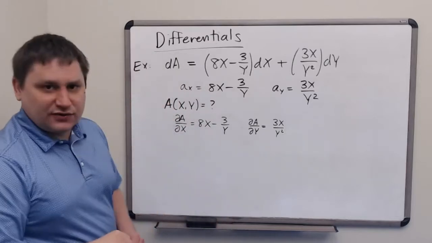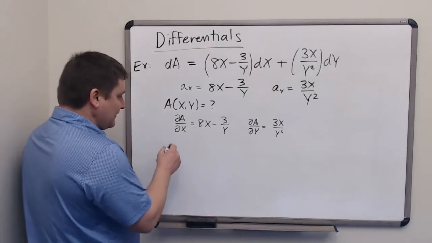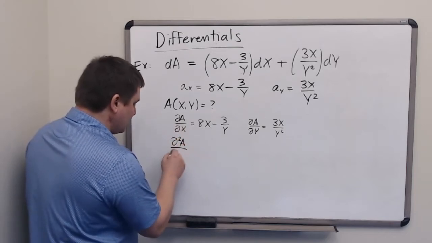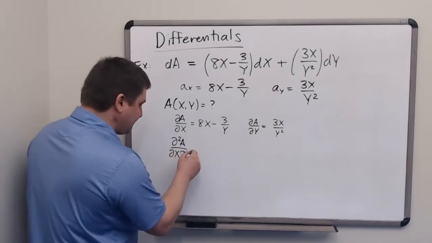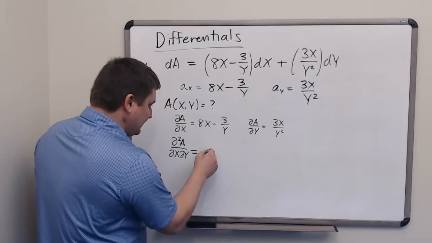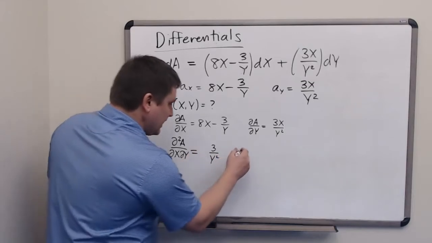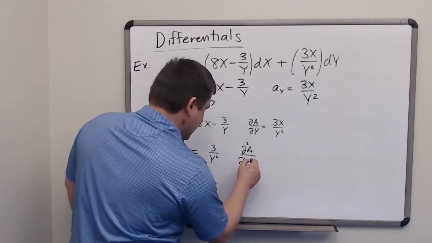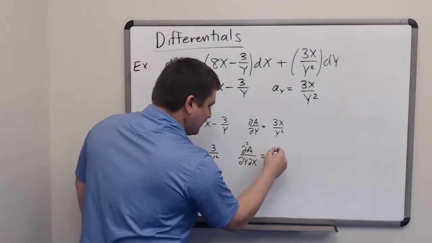Well, one thing that we can do to check, and this turns out to be a sufficient condition, is if we take the derivative of this entire equation with respect to y. So form the quantity second derivative of A with respect to x and then y. What we get on here is 0 for the first term and plus 3 over y squared for the second. If we do the same thing over here, take the derivative with respect to y and then x, what we'll do is take the x derivative of this side, we'll get 3 over y squared.